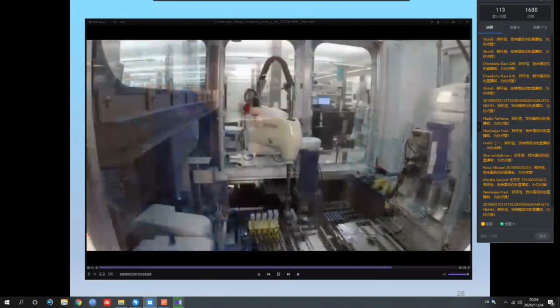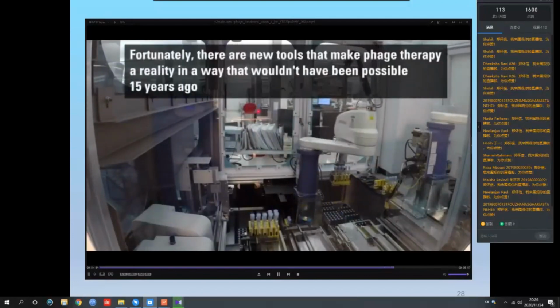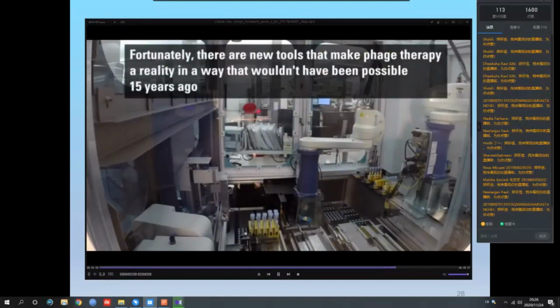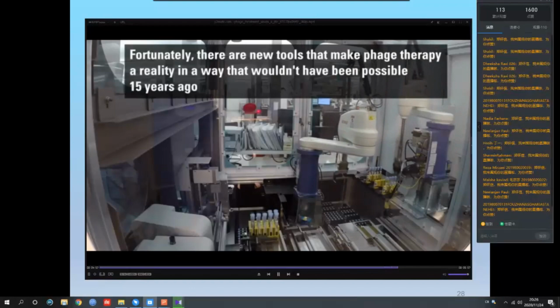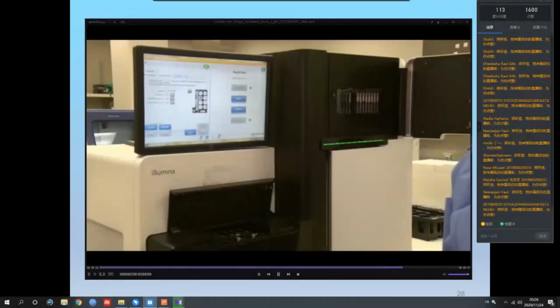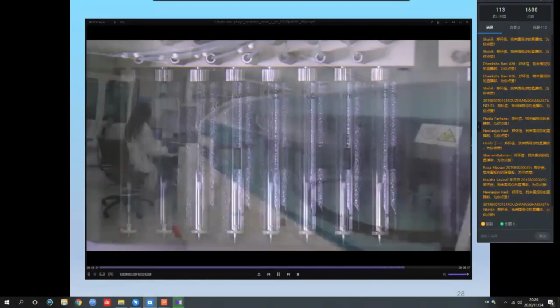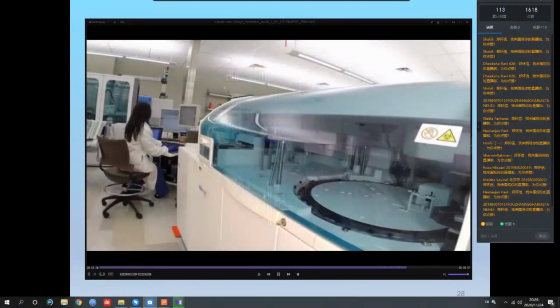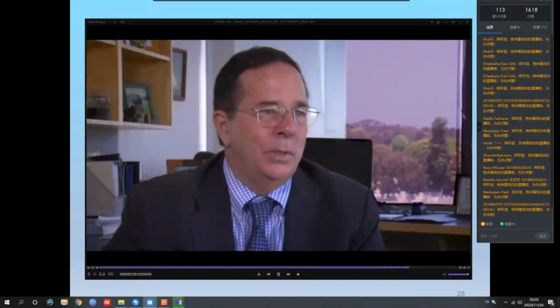Now, the good news is we have awfully good tools now to do this, robotics and much more sophisticated molecular tools that enable this to be done. Ten or 15 years ago, it would have been impossible to contemplate doing this. And so I think, although there's a lot of research to be done, I think there are going to be a lot of clinical applications where this approach to therapy may be very beneficial to patients.